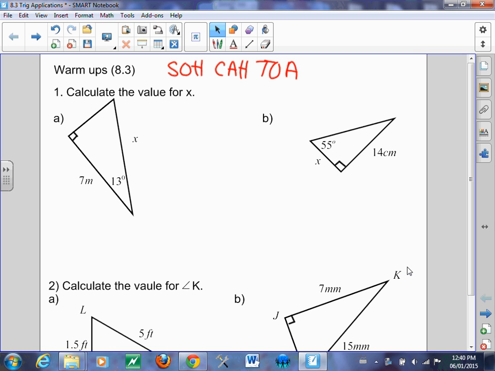Okay, so we're going to start with some warm-ups, making sure we know how to do SOHCAHTOA, and then we are going to get into doing our trig applications. All right, so let's get started with example 1. It says to calculate the value of x.